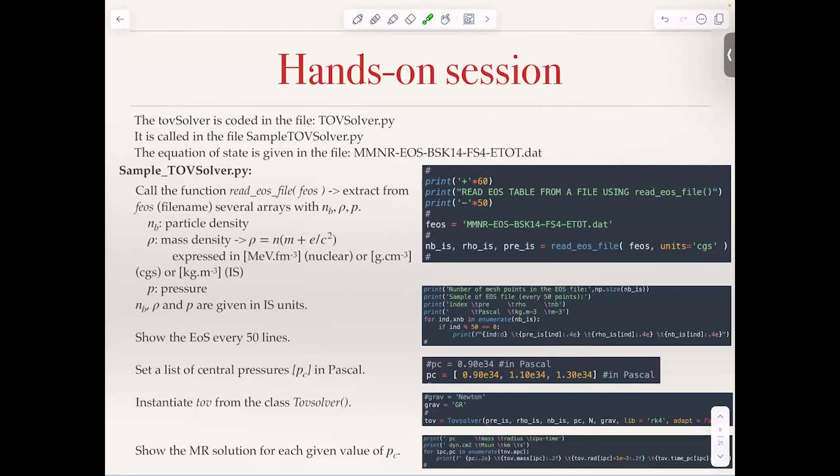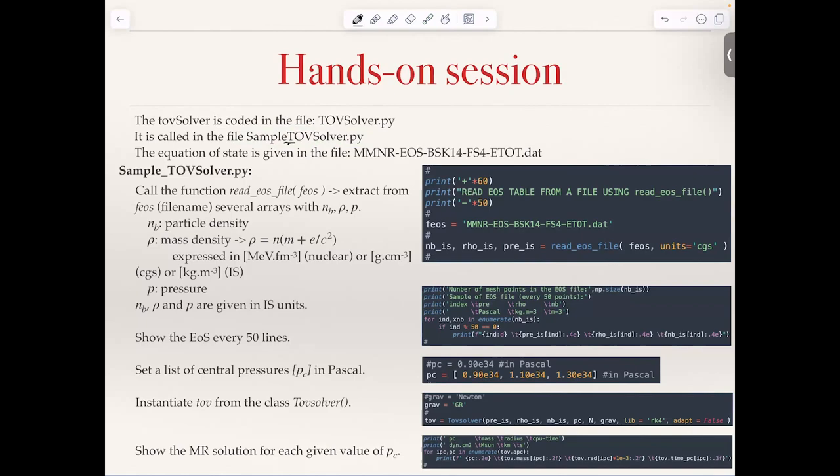So I don't go further, and I think it is now time to start using the code. In principle, you have received an archive with a TOV solver, and we will use it as a black box. It is in the code TOV solver dot Python. Together with that, you have another Python code which shows you how to use this TOV solver. I think there is an underscore, maybe here: simple underscore TOV solver.